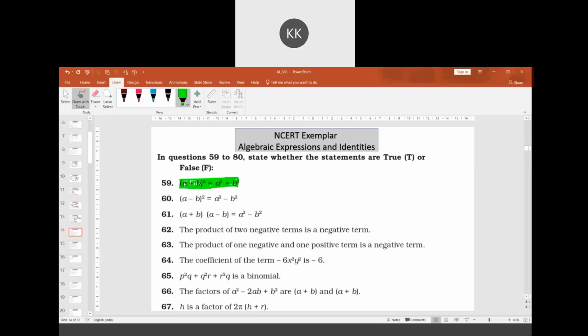Yes, Uday? Is it true? False, sir. Why, sir? Sir, plus 2AB should also come, sir. Yes, 2ab also should be there. Okay, sir. 60th, is it true? A minus b whole square is a square minus b square. False, sir. Plus b square, sir, and minus 2ab. When we expand, we get a square plus b square minus 2ab, sir.